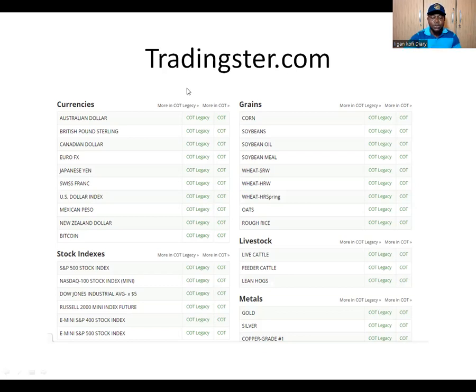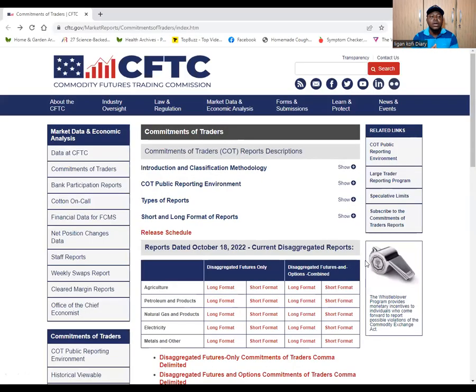Now, before we come back to tradingstar.com, I want us to go to the official website of this US government agency that provides us the COT report. Let's go straight to that place. So I'm taking you to the official website. This is the official website of the Commodity Futures Trading Commission, and it is on this website that they always release the COT report.